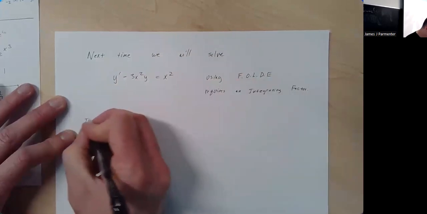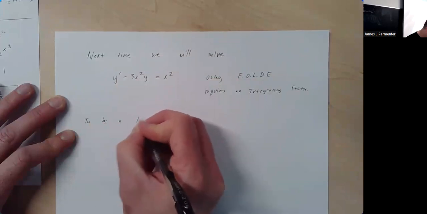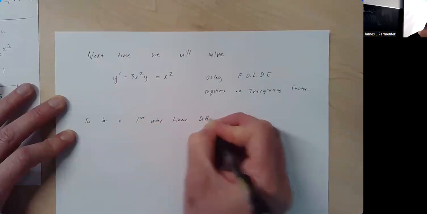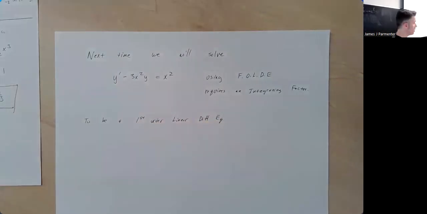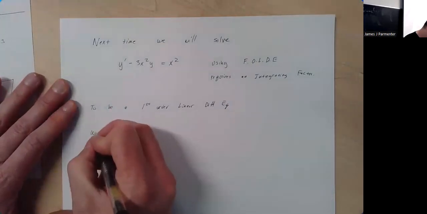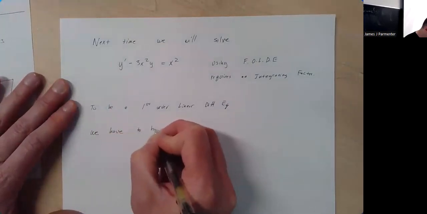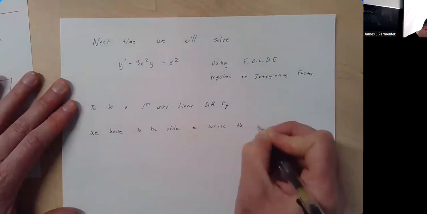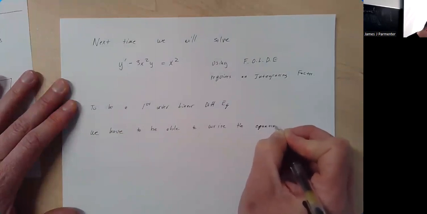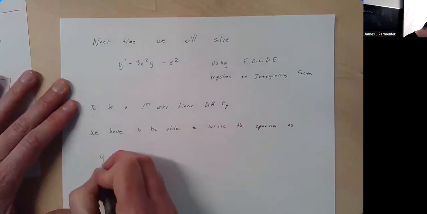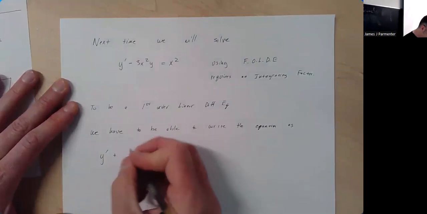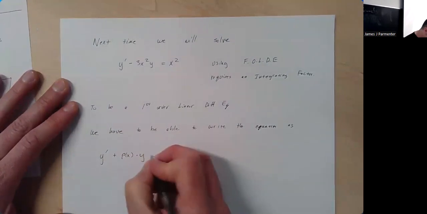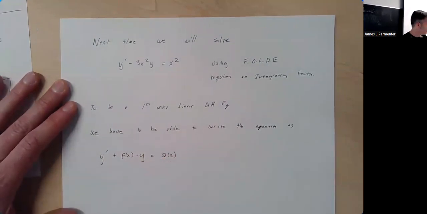To be first order linear, I don't love writing it out, but I should write it down at least once. To be a first order linear differential equation, we have to be able to write the equation in the following way: y prime plus some function of x times y equal to some other function of x.